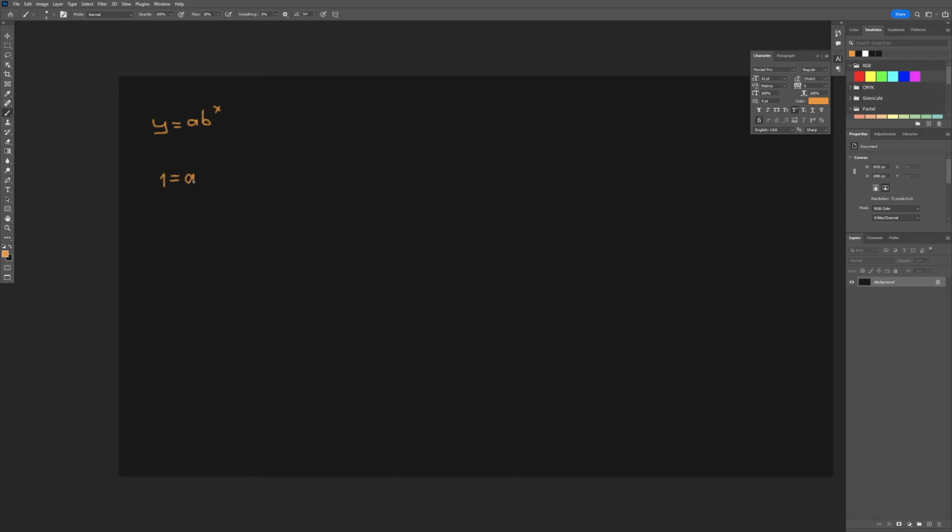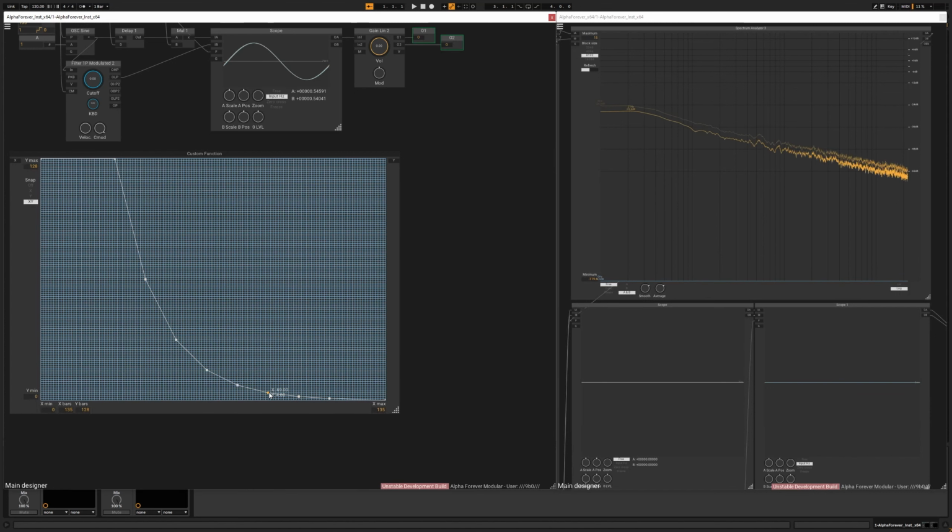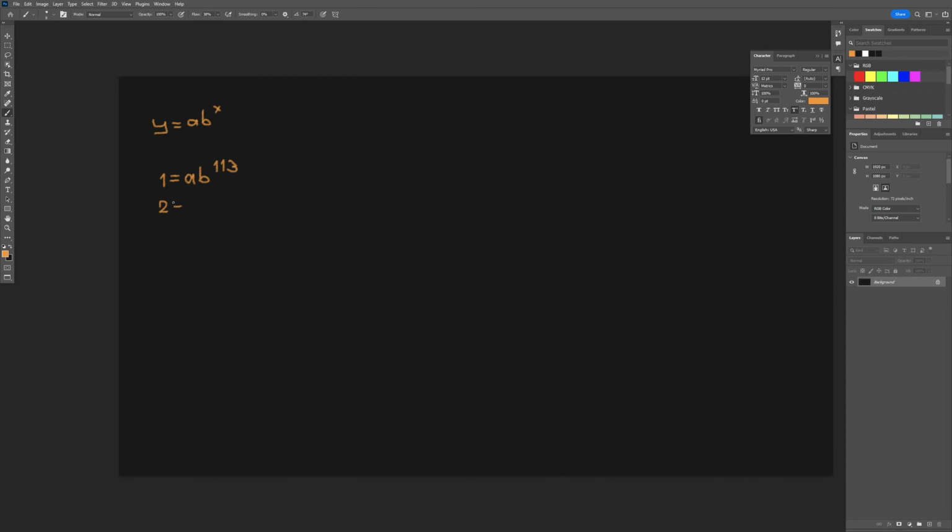Then we have 1 equals a times b to the power of 113. And let's say on 2 we have 101. 2 equals a times b to the power of 101. And as far as I've seen on YouTube, you have to divide these two. So 1 over 2 equals a divided by a times b to the power of 113 and b to the power of 101.